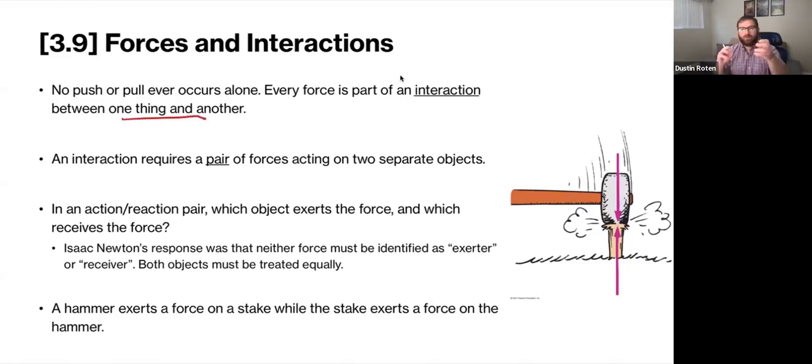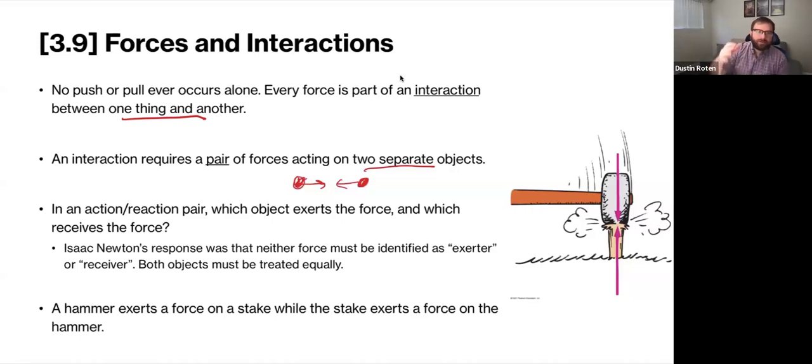And this is going to be between one thing and another thing. So an interaction requires a pair of forces acting on two separate objects. We've been drawing forces on objects. So think of something like this. Here's our interaction pair: these two objects with two forces pointed toward each other.